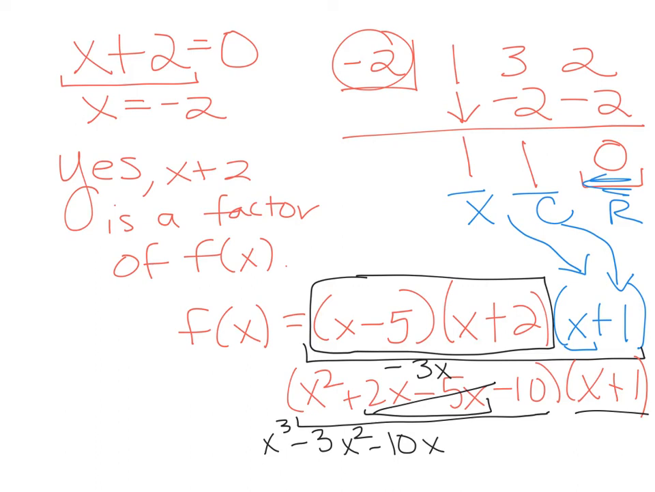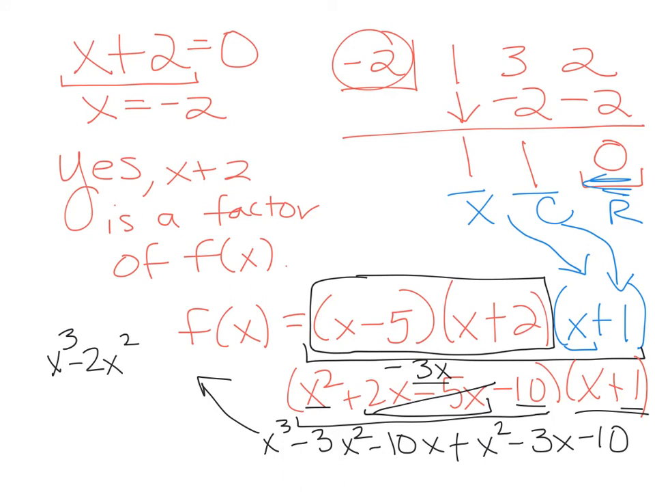And since I've distributed x to each of these terms, then I go ahead and distribute a positive 1 to each of the terms, which just gives me x squared minus 3x minus 10. Now, if I combine like terms to simplify, I get x cubed. Negative 3x squared plus x squared is negative 2x squared. Negative 10x and negative 3x is negative 13x.